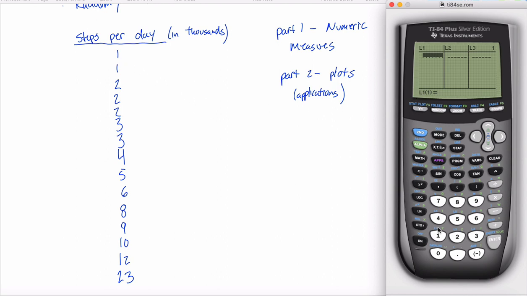So I just tell it that's the number 1. Hit 1 and then enter. You hit enter. That 1 is populated up in the list here. And now it's asking for the second observation.